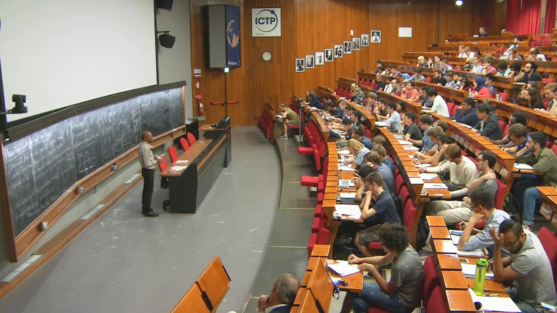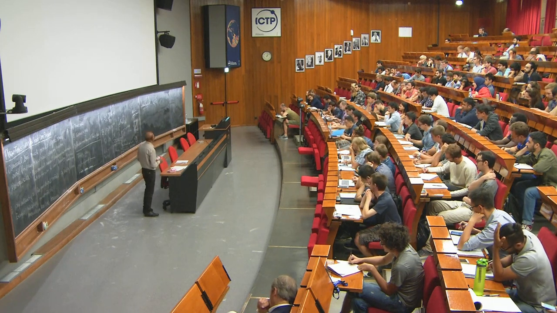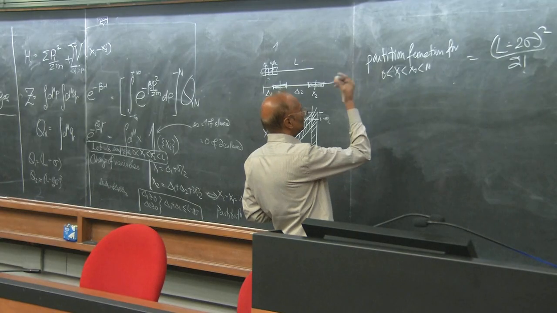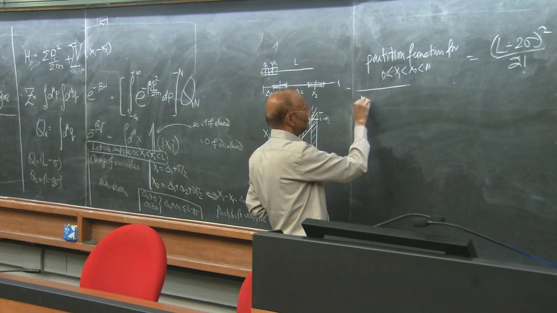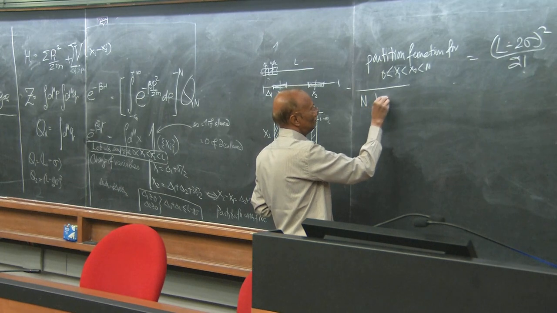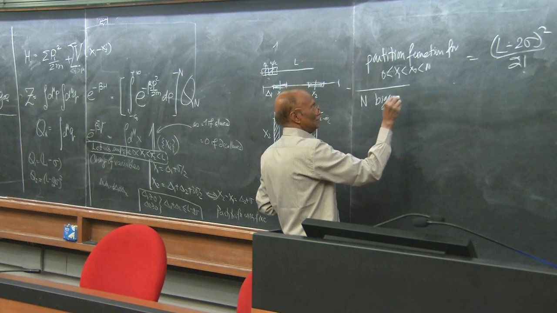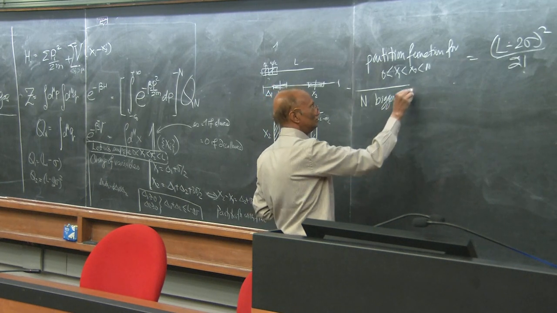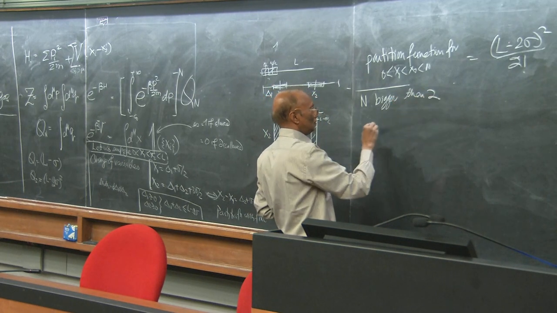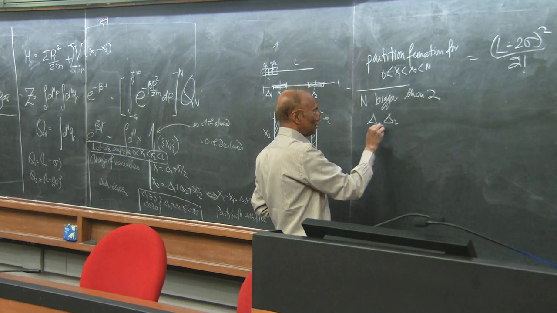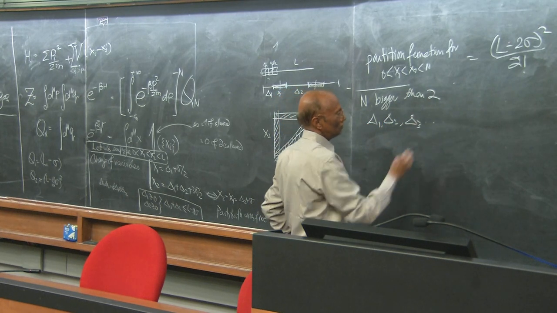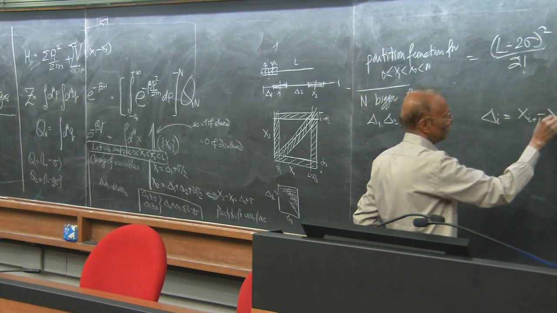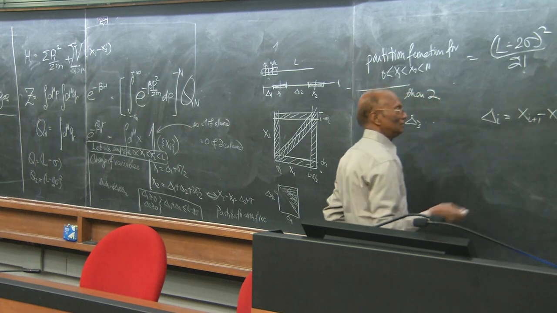Okay, is that clear to everybody? Okay. So, without further ado, now I can do it for arbitrary n bigger than 2. So you define delta 1, delta 2, delta 3, and so on. Delta i is equal to x_{i+1} minus x_i minus sigma.